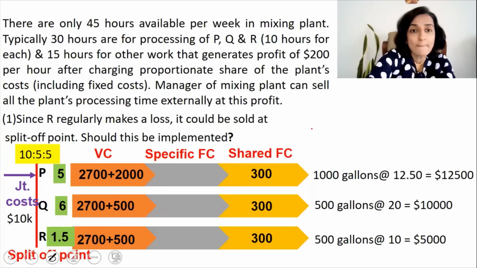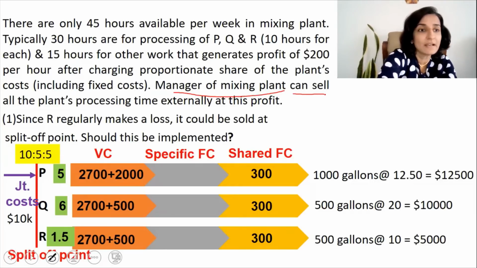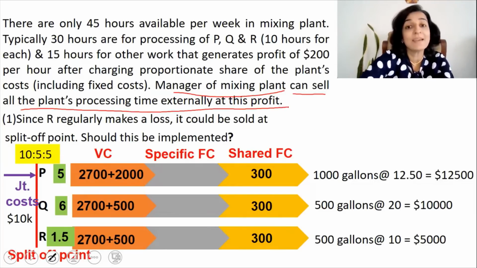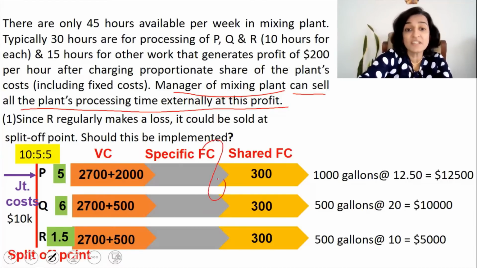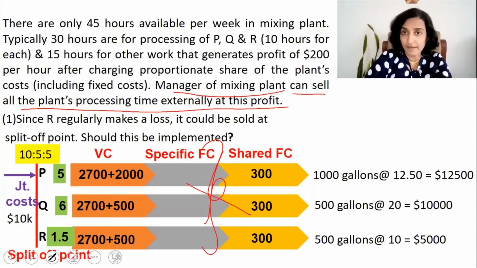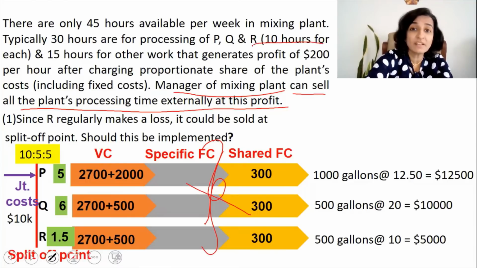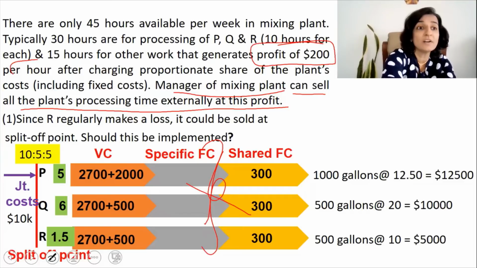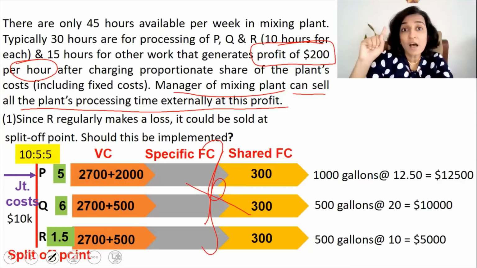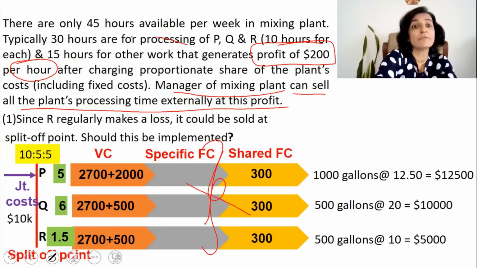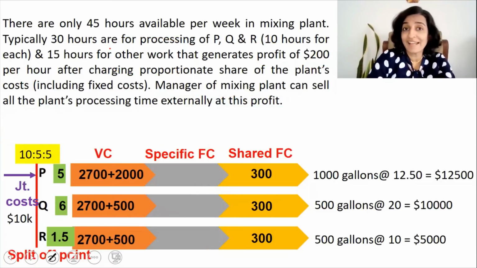Now moving further, manager of the mixing plant can sell all the plant's processing time externally at this profit. So what is said? If the further processing is not done, then the plant manager could generate a profit of $200 per hour, which means that just because we are processing, we are losing out on the contribution that we would have earned from this other work. So we will calculate the lost contribution. Lost contribution is profit. You add back fixed cost.